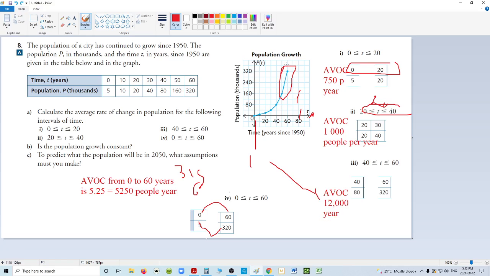Guess what the average rate of change is going to be in the next 20 years? It's going to be double that. Guess what the average rate of change is going to be for the next 20 years? It's going to be double that.